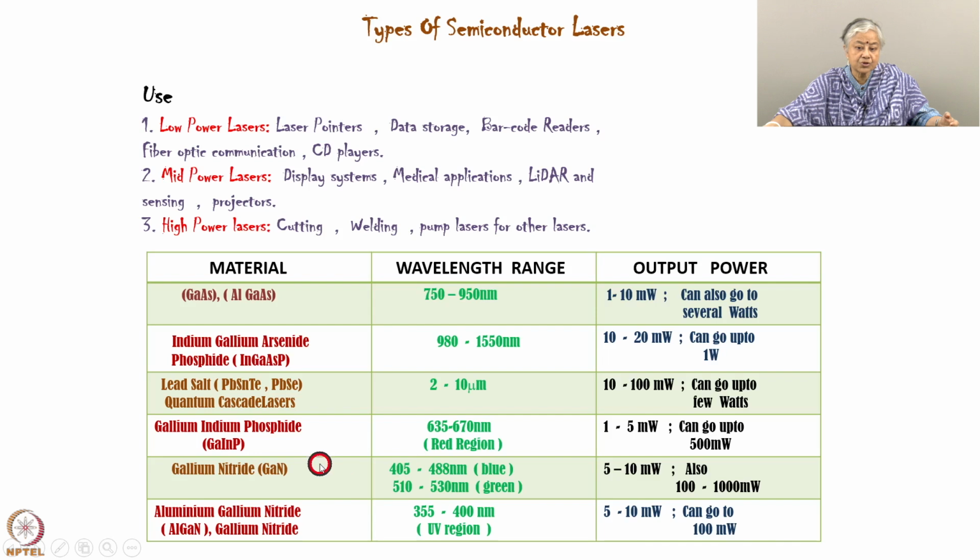Similarly, gallium indium phosphide will give you somewhere in the red region, 635 to 670 nanometer. Then gallium nitride will give you the blue region, depending on the doping, or the green region too, with an output power from 5 to 10 milliwatts. And in the UV region you have aluminum gallium nitride.